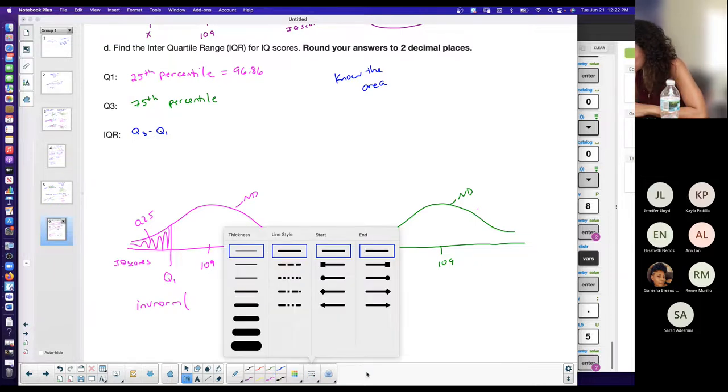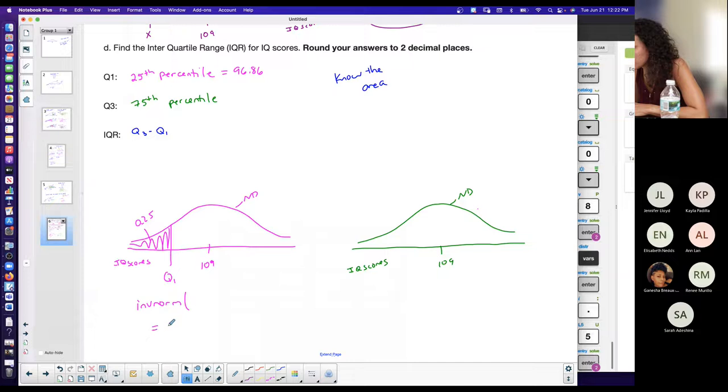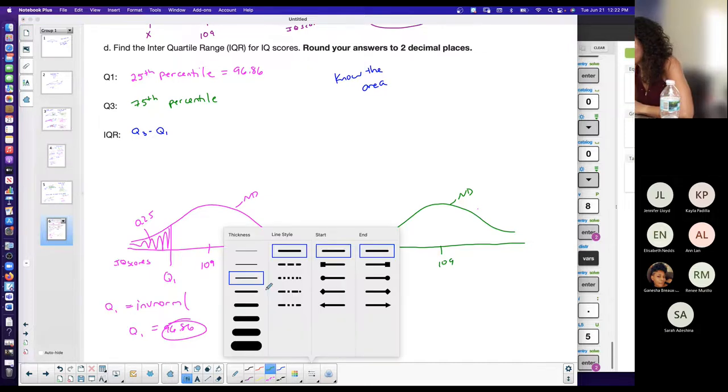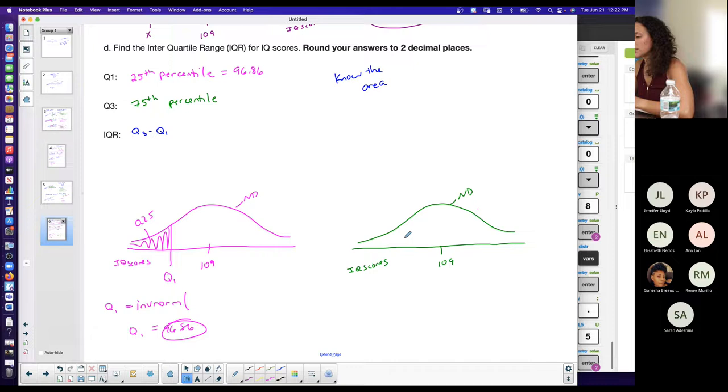Okay, let's find Q3. Q1 inverse norm, 96. I'm gonna just add this later. Okay. Q3, 75th percentile. Would I expect the 75th percentile to be greater than the 109 or less than the 109?